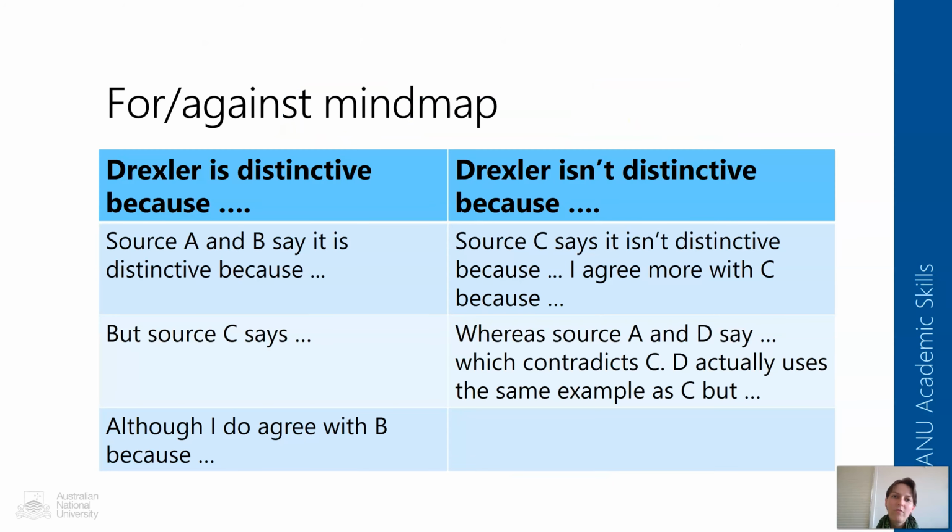Now, when you have a for or against question, so when you're being asked to make a case either for or against, you might actually do up a mind map which is a bit more like a table. Who says that Drexler's work is distinctive? Who says that it isn't distinctive? And put down your ideas about what the authors say there to try and map out who falls on which side of the debate and what do I think?